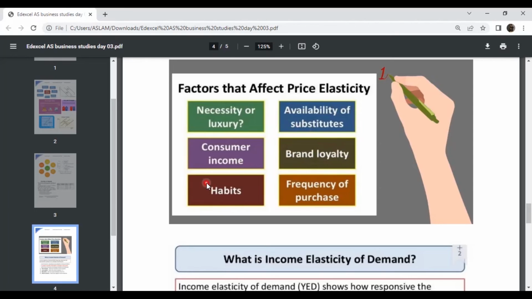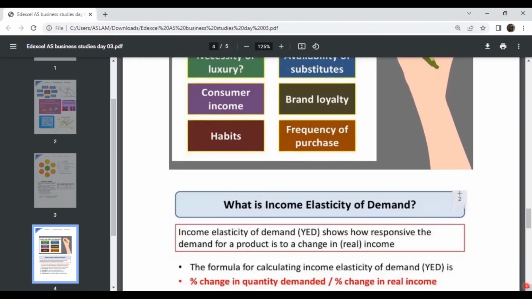Habit forming goods. If you have a high habit of purchasing the same product, it is an inelastic demand. If you have no habit of purchasing those products, then you have elastic demand. Then the next thing we have is the last part, frequency of purchase. How frequently you are purchasing the product. If you are frequently purchasing the product again and again, then of course it becomes inelastic demand. Once in a blue moon, if you purchase, then it becomes an elastic demand.